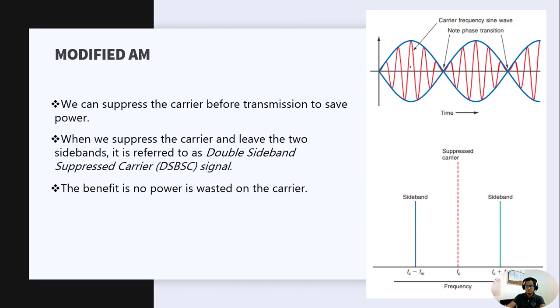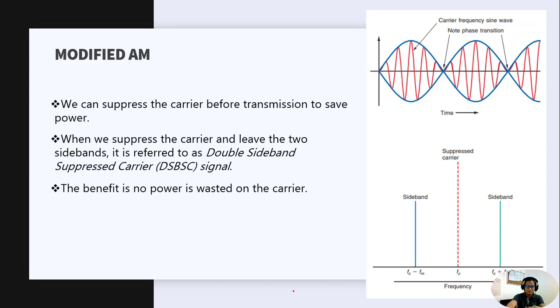In time domain, it will look like this. Itong kulay pula. And the envelope ito. Ayan. Okay? Now, if we suppress the carrier, we are going to call it yung ating AM as a double sideband suppressed carrier AM signal, or DSB-SC. Of course, the benefit of this will be no power will be wasted on the carrier.